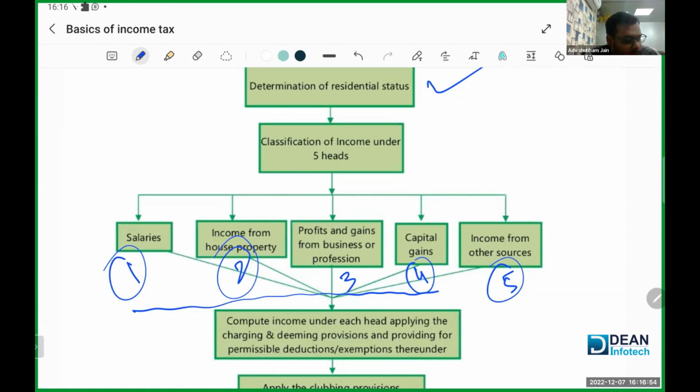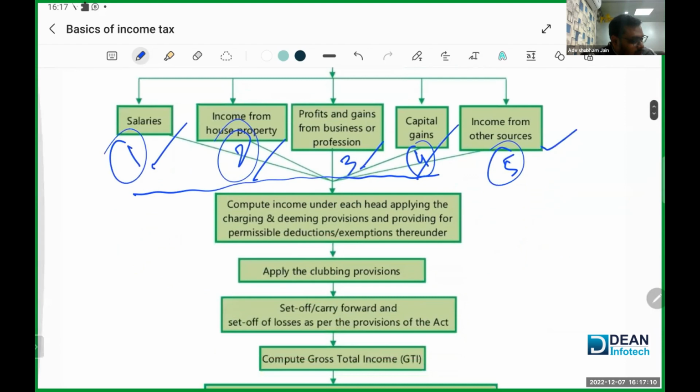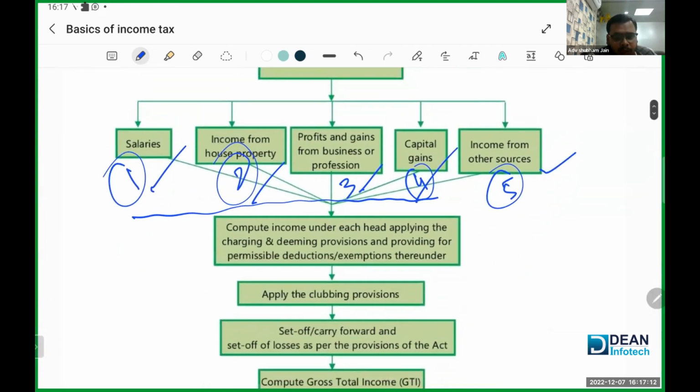Now, the same person can have income from salaries, as well as income from house property, as well as income from a side business, and he could also sell some property and have income from capital gain. And also he can have income from other sources. We have to compute income under each head. We have to show the income under the respective heads.